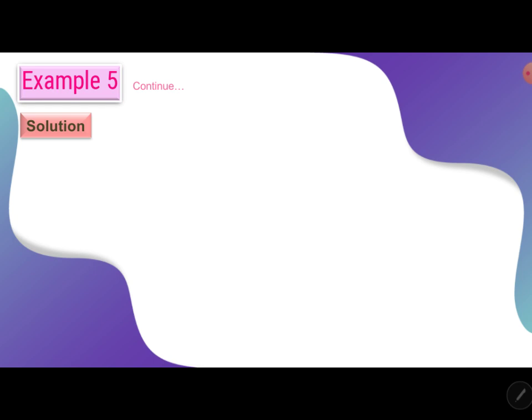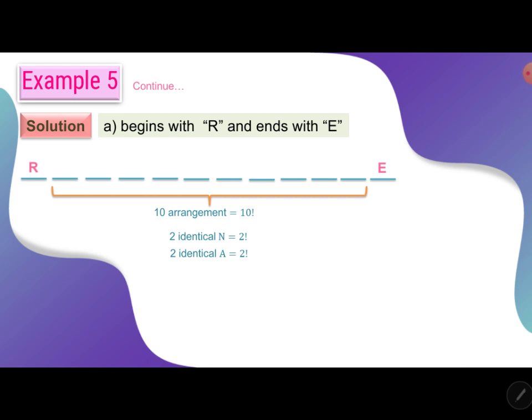Let's do this. So for question A, begin with R, end with E. So we have ARRANGEMENTS. How many letters do we have? A, R, R, A, N, G, M, E, N, T... 1, 2, 3, 4, 5, 6, 7, 8, 9, 10, 11. Oh, we don't have S. Sorry. So 10 arrangement. We can permutate 10 letters of 10 letters.